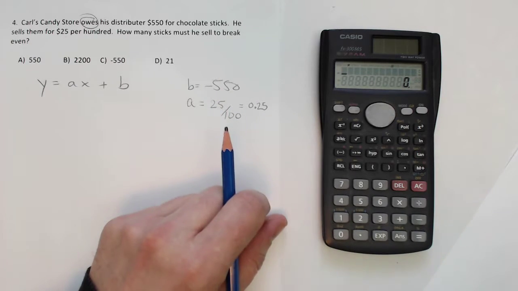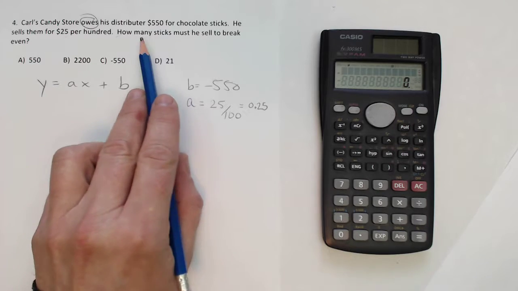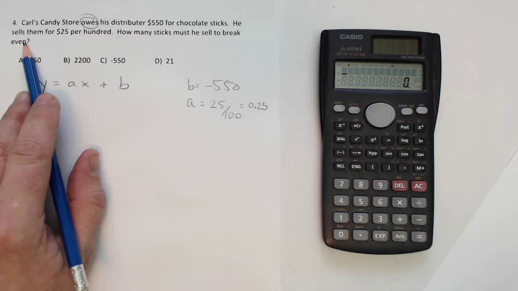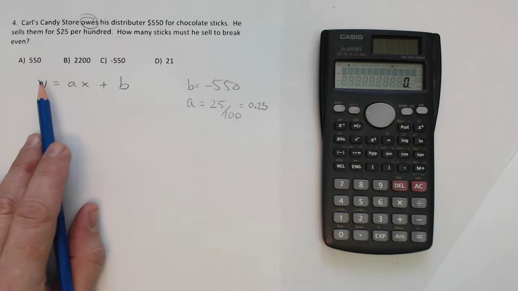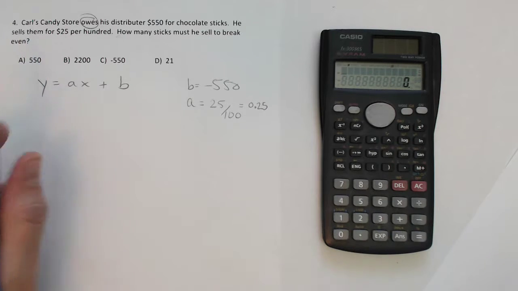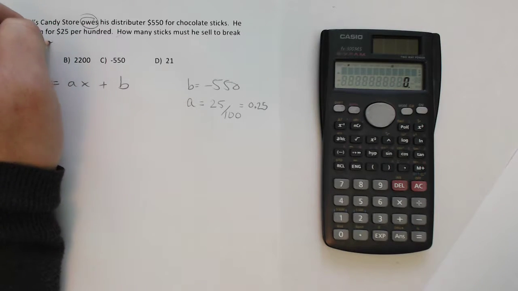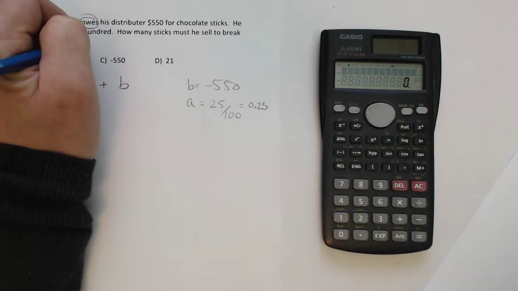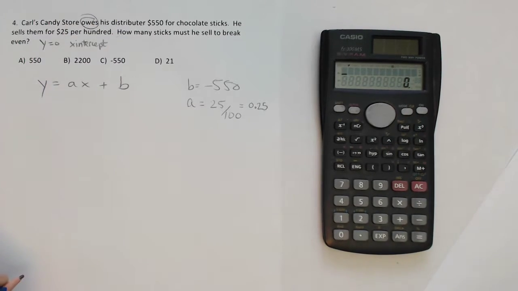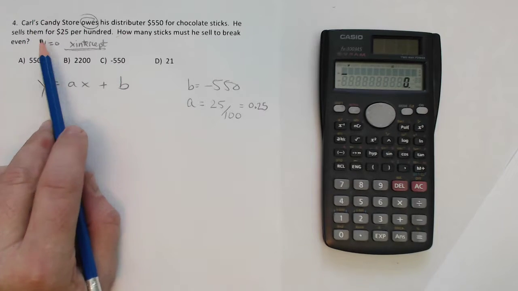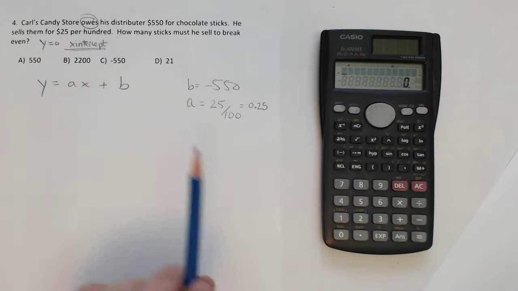And we have to find out how many. So here's the big thing, and this is why it's an intercept problem. How many sticks must he sell to break even? Him breaking even means that his y, his amount of money, has gotten back to zero. We know that the y is 0 at the x-intercept. So that's what we're really being asked for here, an x-intercept. How many sticks does he need to sell for that y to hit 0? And once we have an equation, it's really easy to do that.